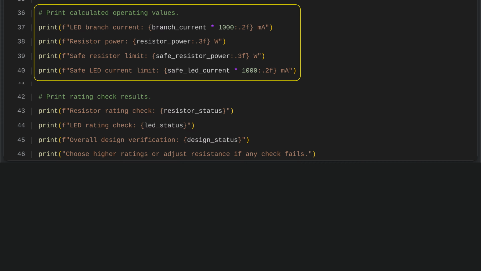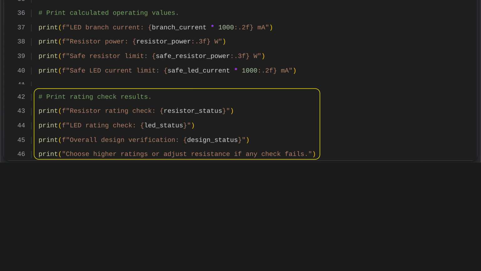The output reports the key safety checks for the circuit. It shows the LED branch current in milliamps, the resistor's actual power dissipation in watts, and the resistor's safe power limit for comparison. It also shows the LED's safe current limit in milliamps, making it easy to compare against the actual current. The output reports whether the resistor power and LED current are within safe limits, then gives an overall design status. If any check fails, the design should use higher rated components or adjust the resistance to keep the circuit safe and functional.